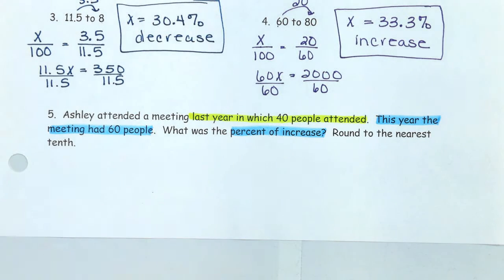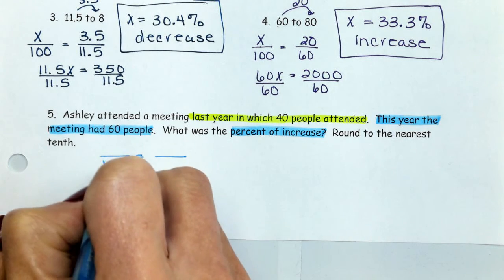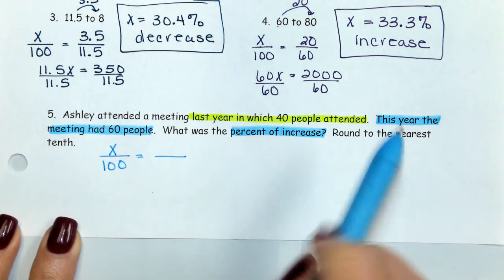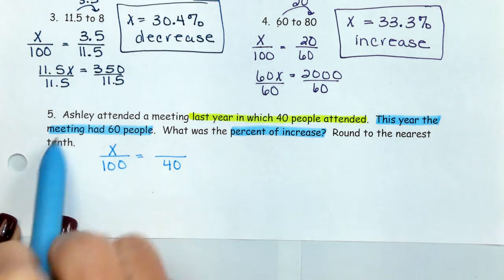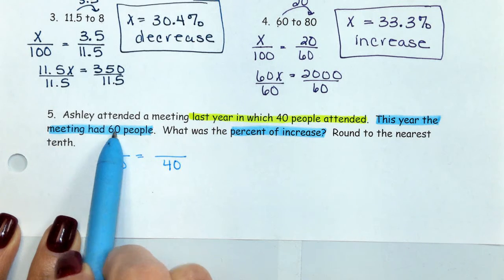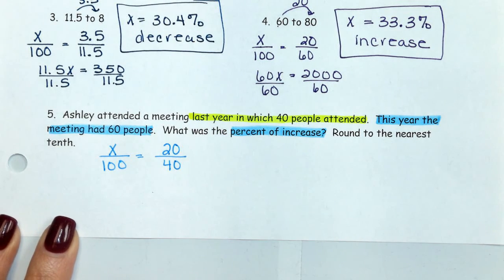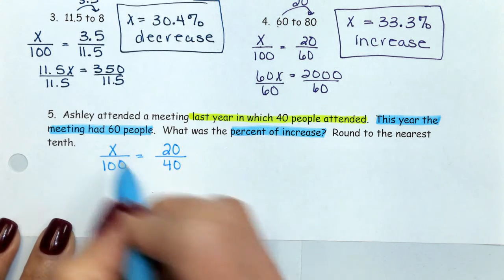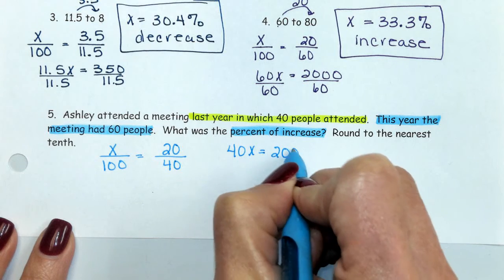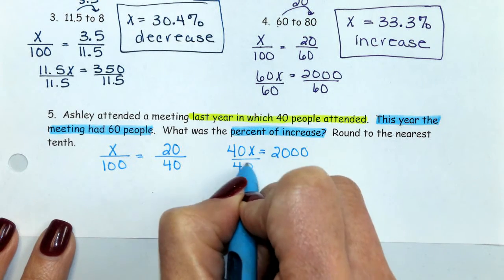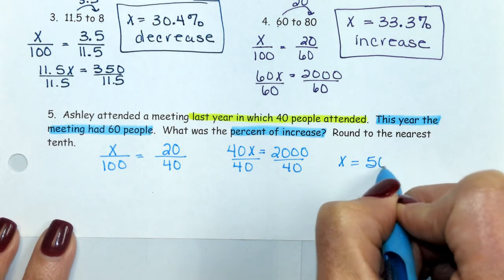All right. So let's set up our proportion. Put in our 100. We're looking for the percent. Originally, last year, she had 40 people. And now this year, she went up to 60 people. So that's an increase of 20 people. Okay? So then we're going to cross multiply. 40x equals 2,000. We're going to divide by 40. And x equals 50%.